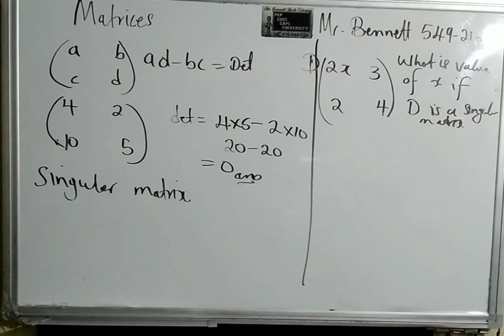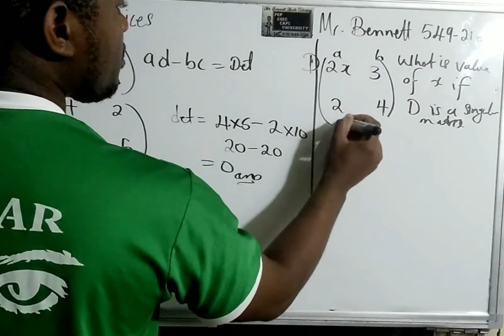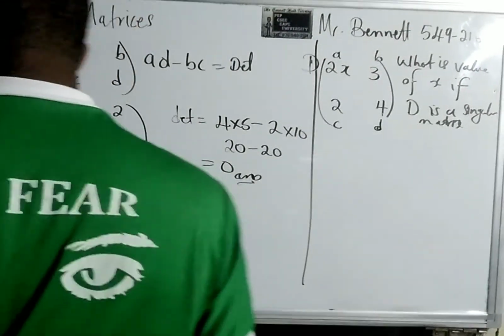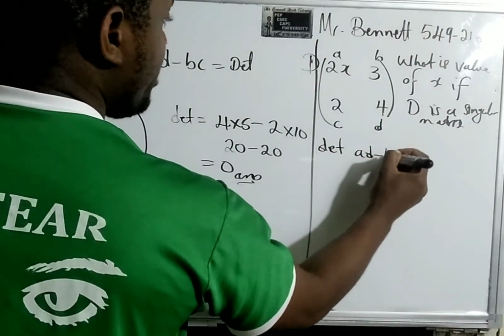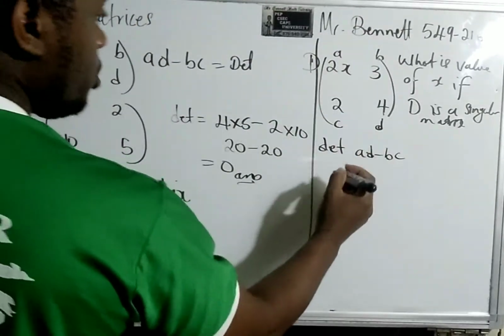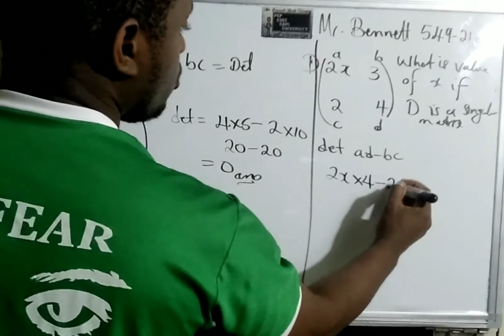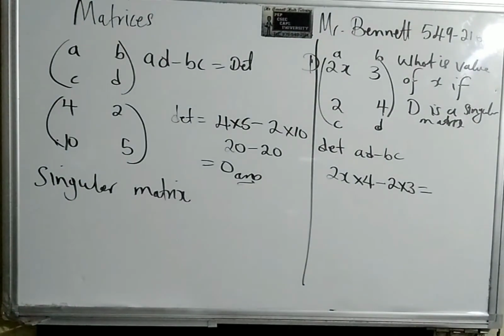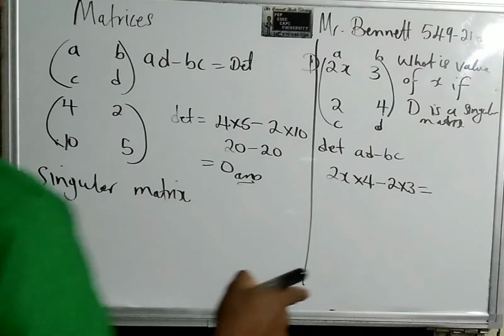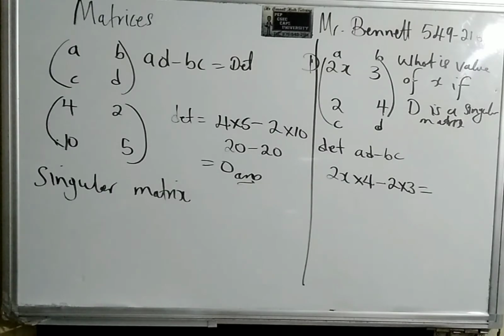With maths, we always go back to what we know to find out what we don't know. We know that it is in the form A, B, C, D, and we also know that the determinant is AD minus BC. So let us do that. It will be 2x times 4 minus 2 times 3. And they said that it was singular, and we know that a singular matrix has a determinant equal to 0.